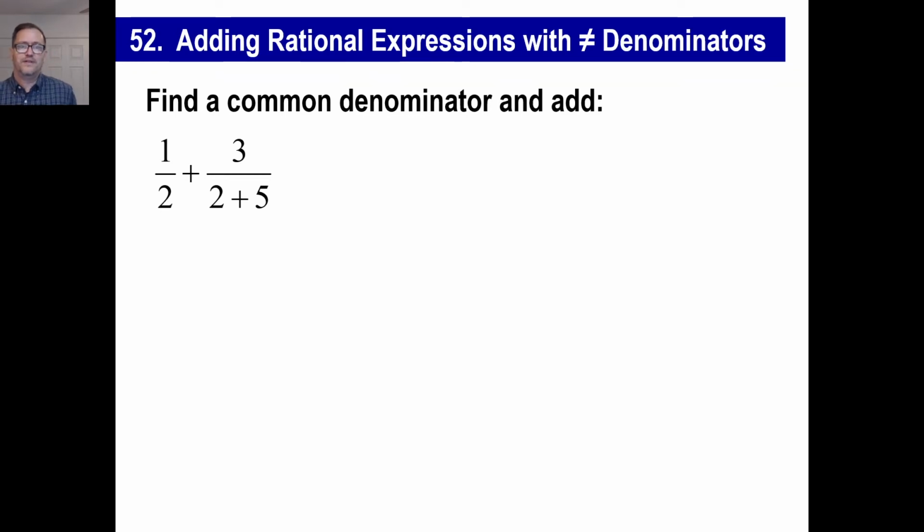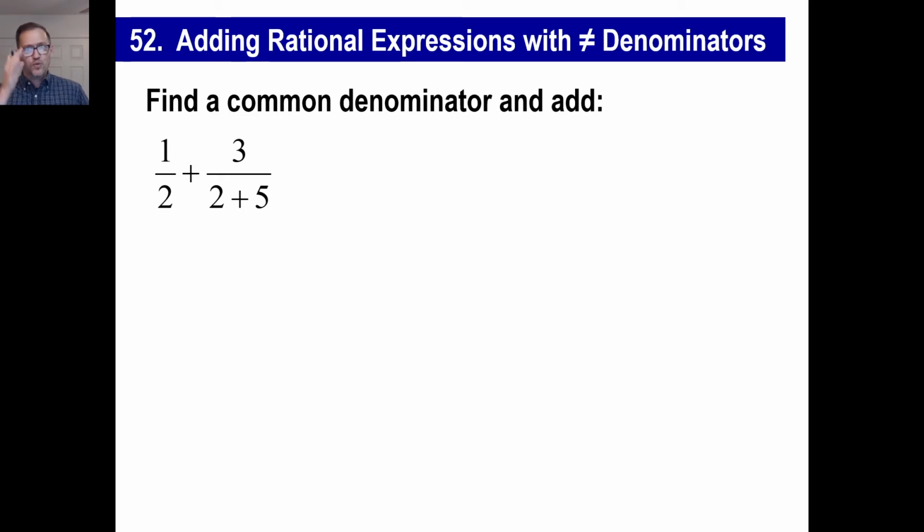Hey guys, let's look at 52, two parts to it, and let's knock off the first part pretty quickly here. It's called adding rational expressions with unequal denominators. It's a big mouthful, but don't forget what an expression is. It's not an equation. In other words, it doesn't have an equal sign. So it's just a clump of stuff that you're trying to simplify. Rational means a fraction, and unequal denominators, you know what that is.